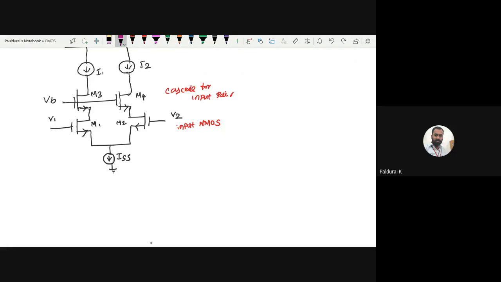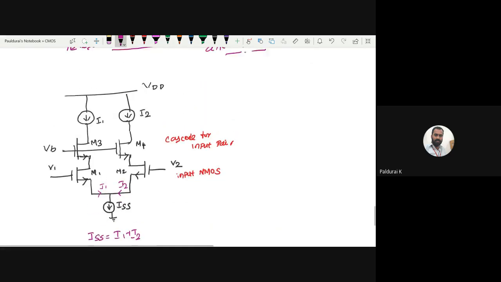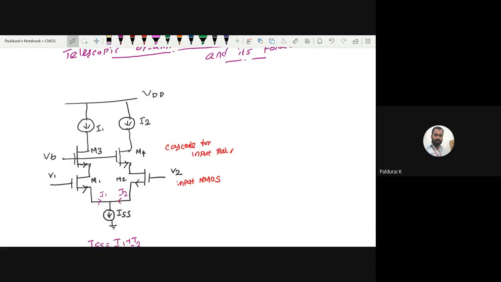What is the formula for this ISS? This is my I1, this is my I2. So here the formula is ISS equals I1 plus I2. Right. Now can you go for the folded version? As I told earlier, folded version என்ன பண்ணணும்? Just you want to play with the input transistor alone. அப்போ மேலே உள்ளதை எந்த change ம் பண்ணக்கூடாது.